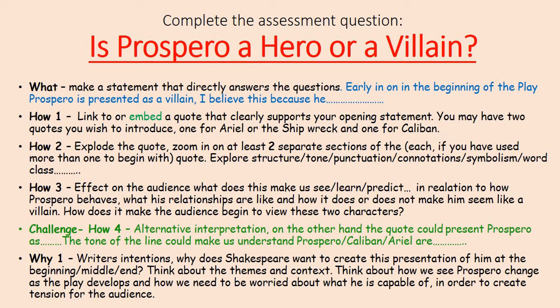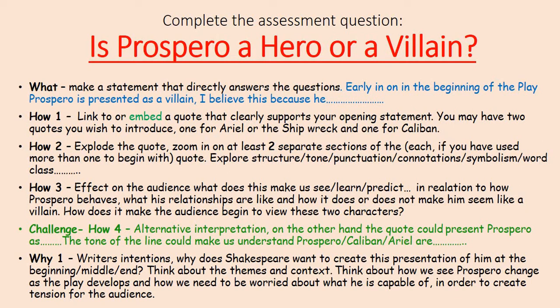So your statement has to directly state whether you think Prospero is a hero or a villain. You might state that he's partially a hero or he's partially a villain, or you might state that at one point in the play he's a hero and at another point in the play he's a villain. In blue, you can see an example opening sentence that you could use for your first paragraph.